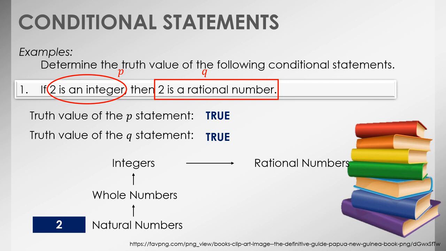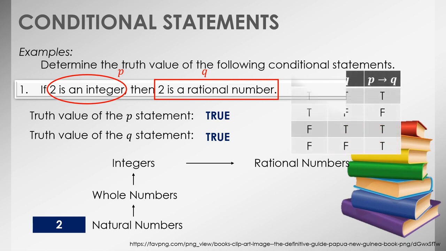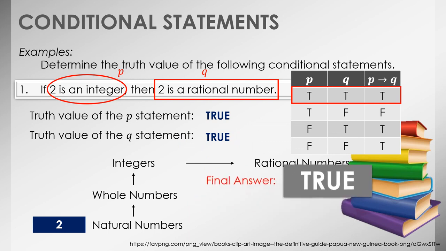For this moment, we can now determine the truth value of the given conditional statement. Recalling the truth table given earlier, we can see that since both our P and Q statements are true, we are on the first case. Therefore, the given conditional statement is true.